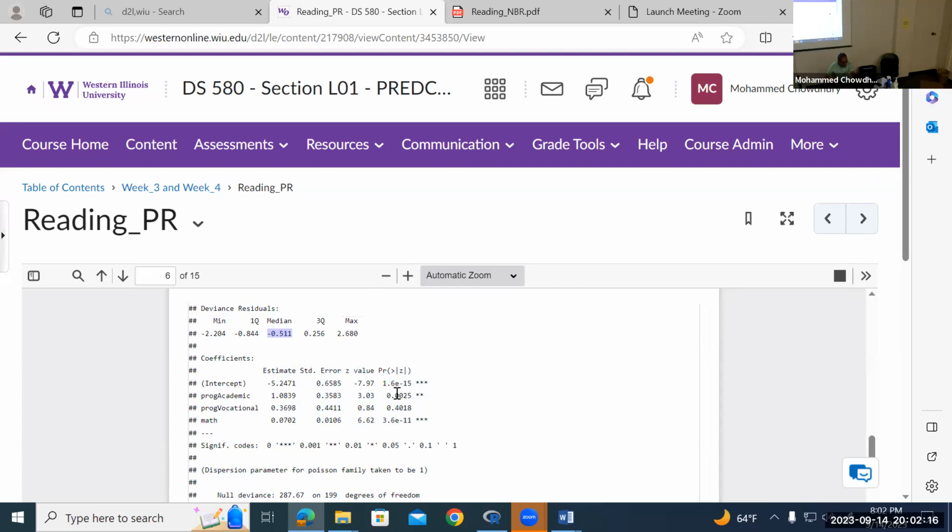So in our case, yes. The p-value of what, in here? If the p-value is less than 0.05, it is significant. In this case the p-value is not less than 0.05, so that means program vocational is not significant. And math is significant. You are talking about NBR or PR? Partial regression or negative binomial regression? Which one are you talking about? Yeah, PR. So in PR, program vocational is found to be not significant, right?